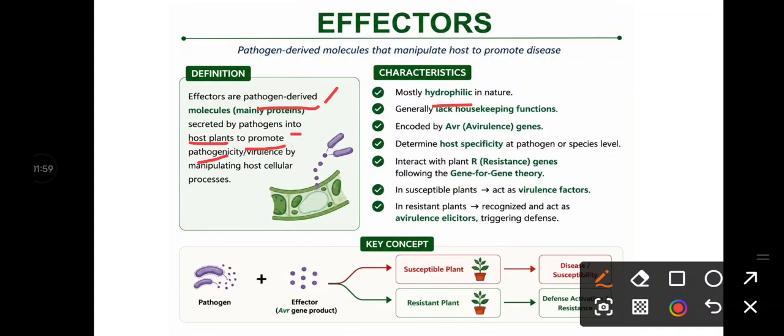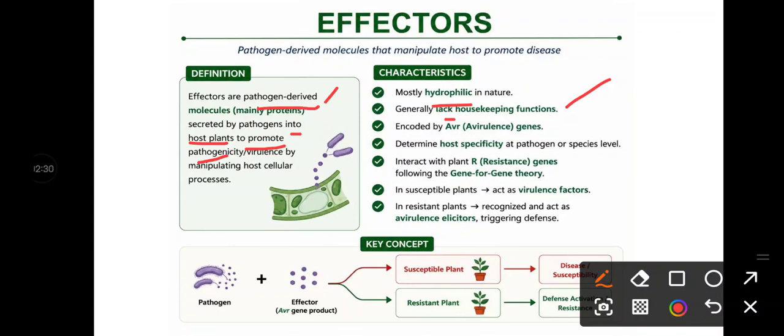Then the most important thing is they lack housekeeping function. It means if any mutation is there in the effector gene of the pathogen, normal functioning will not be hampered. So it is not a housekeeping gene. This effector actually imparts virulence or pathogenicity for the pathogen. It is not an essential protein or gene for the pathogen. It is only meant for disease causing.